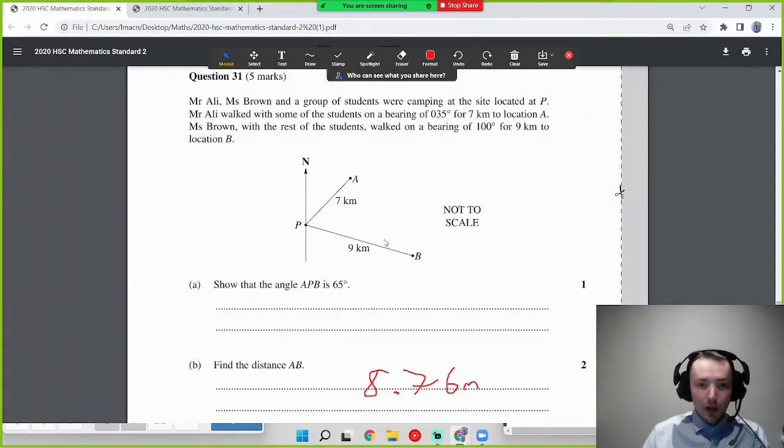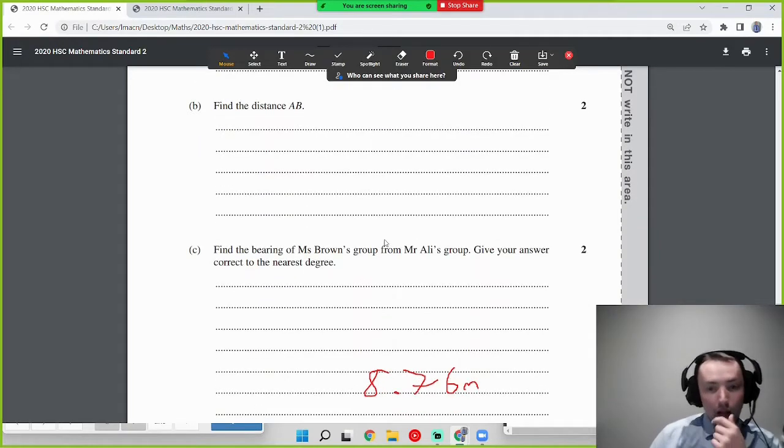Alright, if we open this back up, we'll go to the third part of this question. It says, find the bearing of Miss Brown's group from Mr. Ali's group and give your answer correct to the nearest degree. Now, remember with bearings, the bearing is measured from the source to the destination.